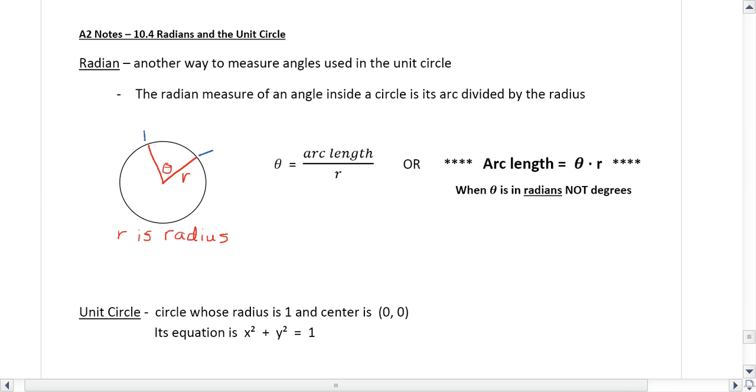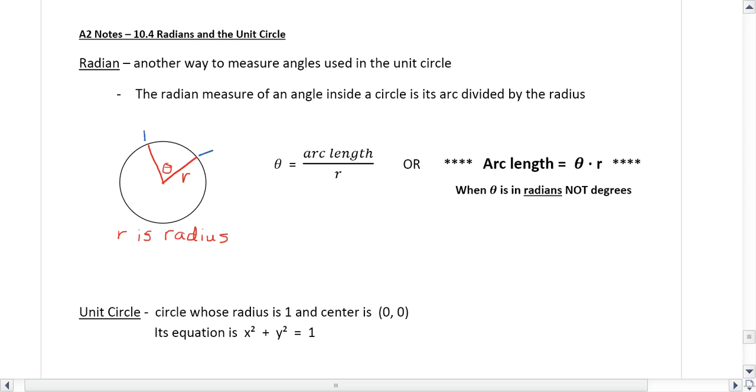It makes me smile. These are the notes for section 10.4, radians and the unit circle. Radians are another way that we use to measure angles. You're very familiar with degrees, so we want to make the connection between degrees and radians.